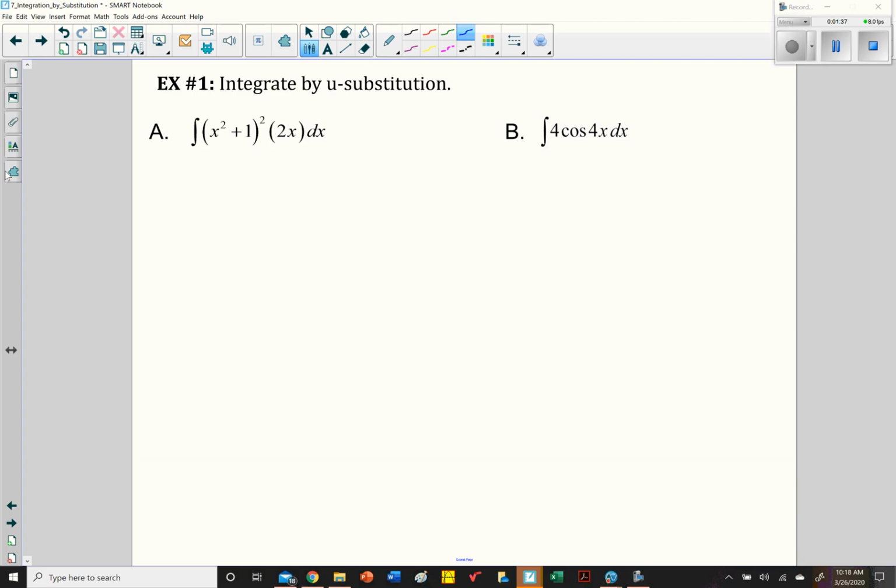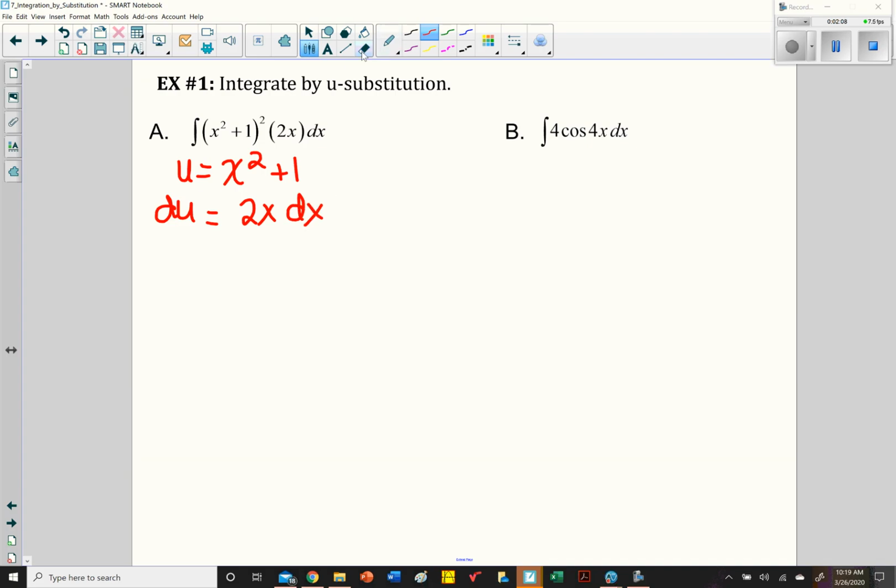So we have several on the first example. I think there's 6 of them. Integrate by U-substitution. So we're looking for a piece of the derivative in the function. So I see that the function x squared plus 1 has a derivative of 2x. I'm calling u my x squared plus 1 because the derivative du with respect to x is 2x dx.